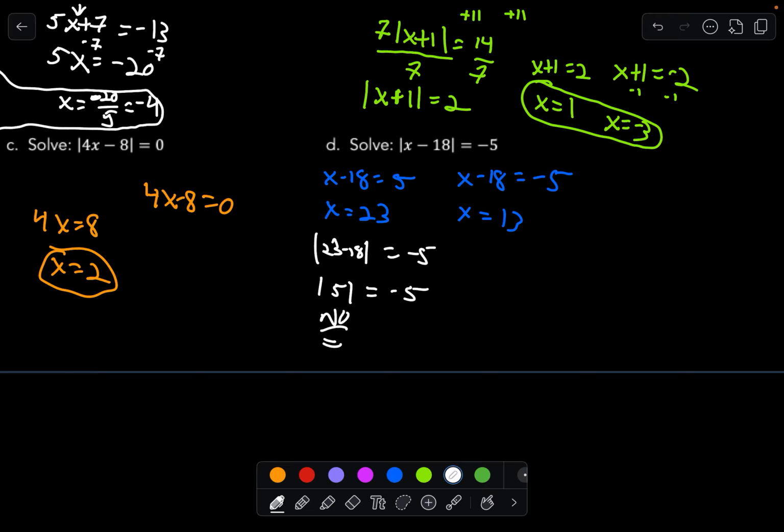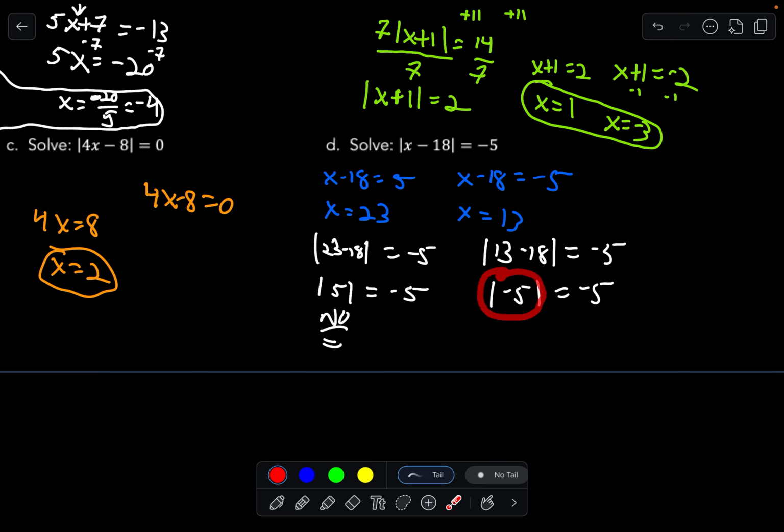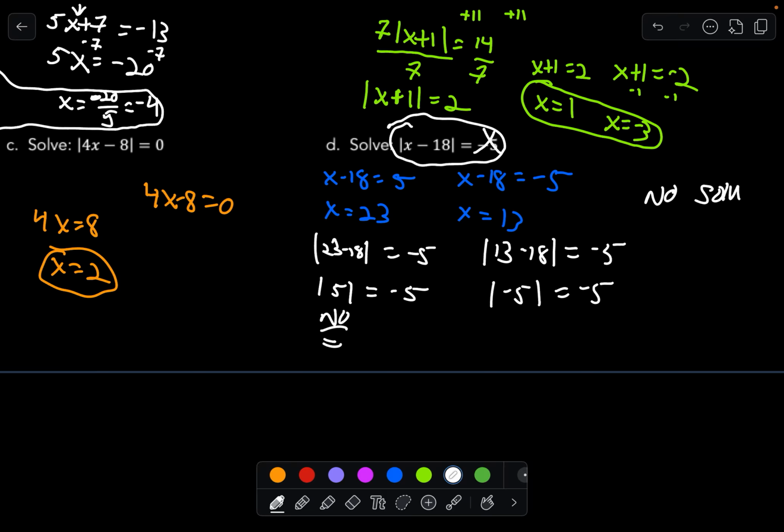Likewise, if x is 13, we can say, does 13 minus 18, absolute value, equal negative 5? Well, 13 minus 18 is negative 5, and you might say, aha, it does. But remember, it's the absolute value of negative 5. And the absolute value of negative 5 is not negative 5, it's positive 5. So basically, if you had remembered that when you take an absolute value, it cannot equal a negative, that can't work. It's no solution. You can just write no solution right off the bat.